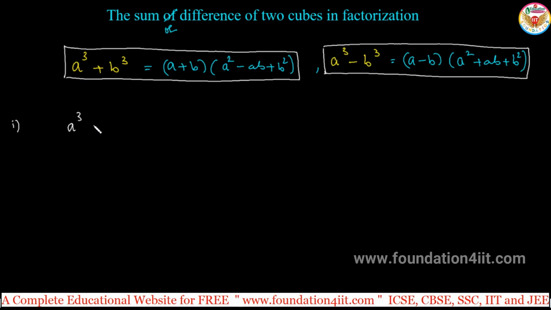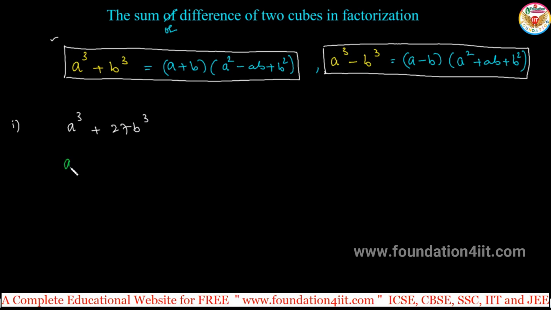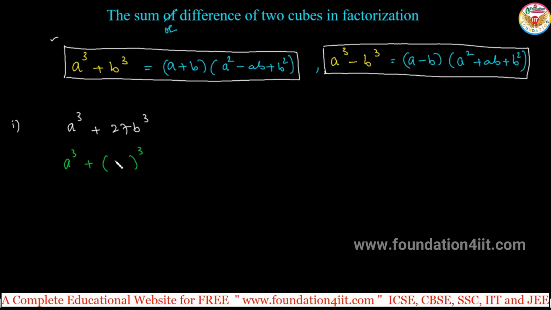Factorize a cube plus 27b cube. Now this first identity we can apply in this. So a cube plus 27b cube. This we should write as some term cube. 27 is 3 cube, so 27b cube is 3b whole cube.